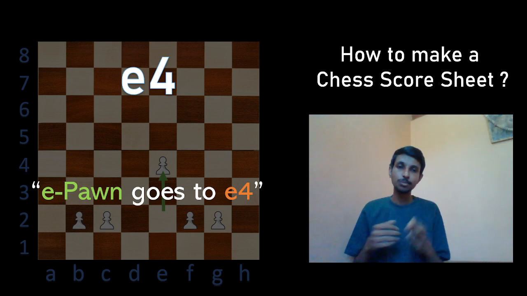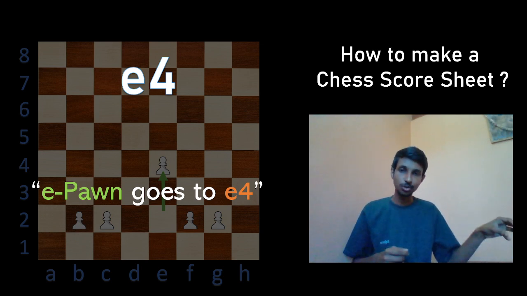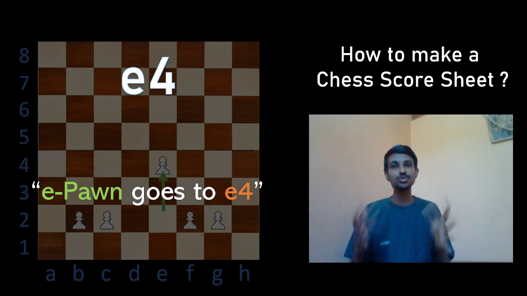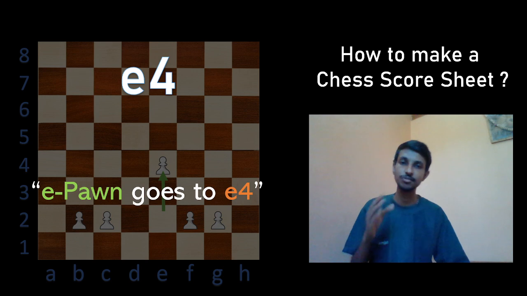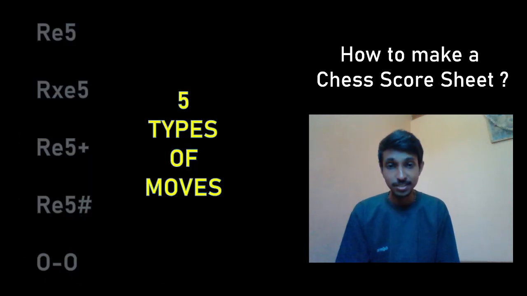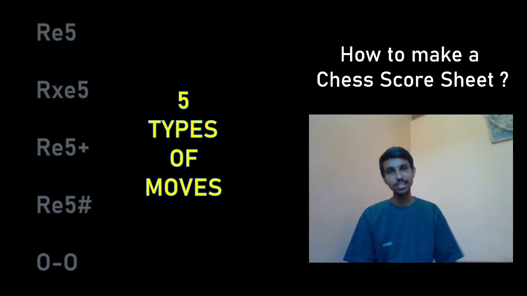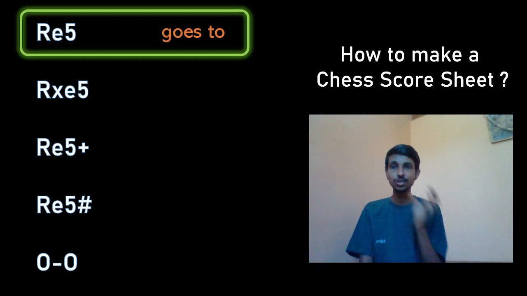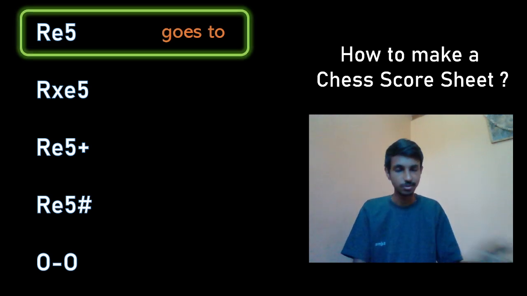Suppose instead of the e pawn, I want to move the f pawn to f3. So just write it as f3, so it is understood that the f pawn goes to f3. Now there are 5 kinds of moves that you can play in chess, and let us look at how each of the 5 is named. The first one we have already checked. R e5 is just rook goes to e5. Simple.